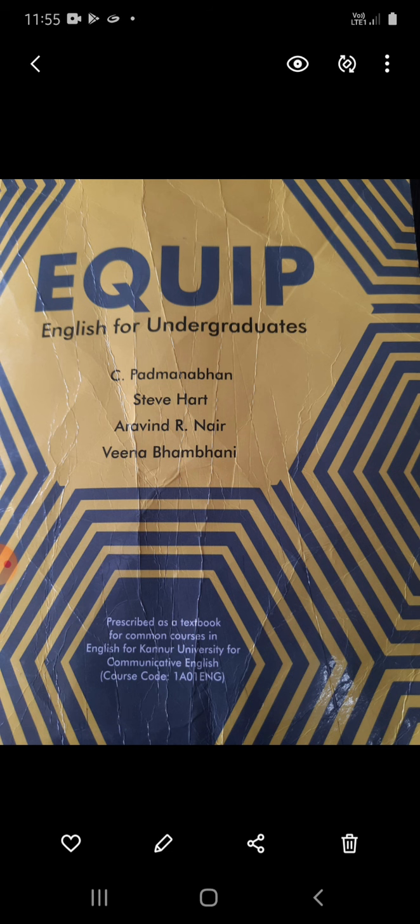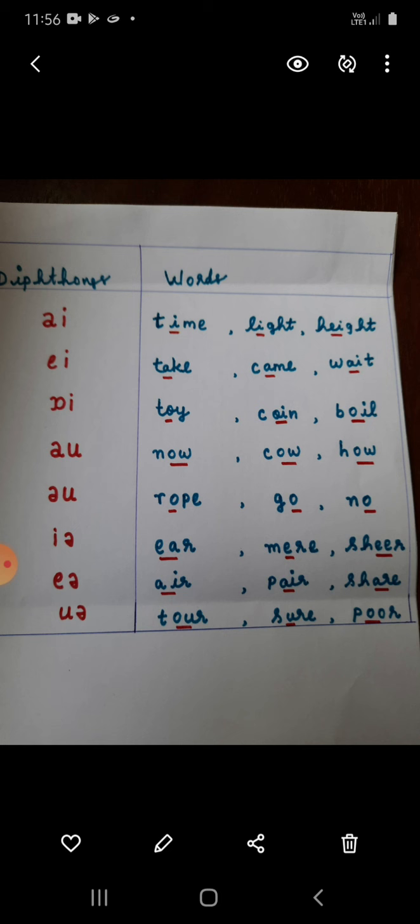Yesterday, we discussed the vowel sounds of English, and we studied that there are 12 vowel sounds in the English language, and some examples also were provided for you. And today we are going to discuss the diphthong sounds in English. Diphthong sounds are 8 in English.